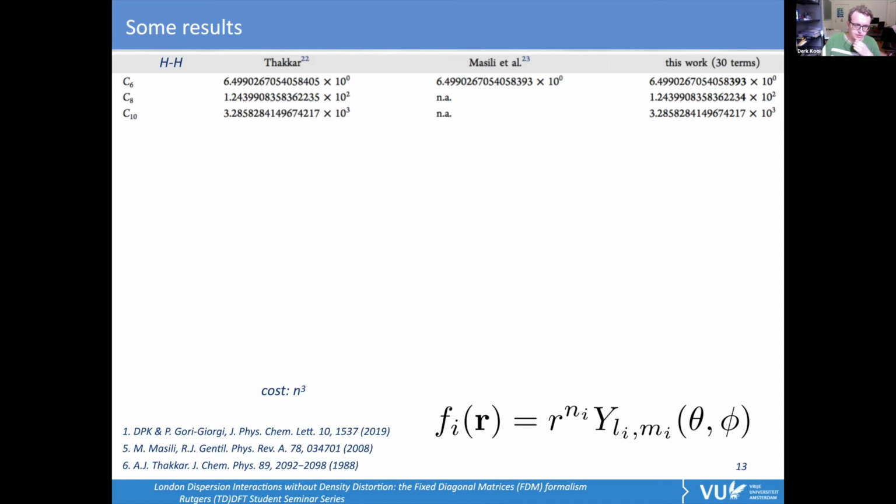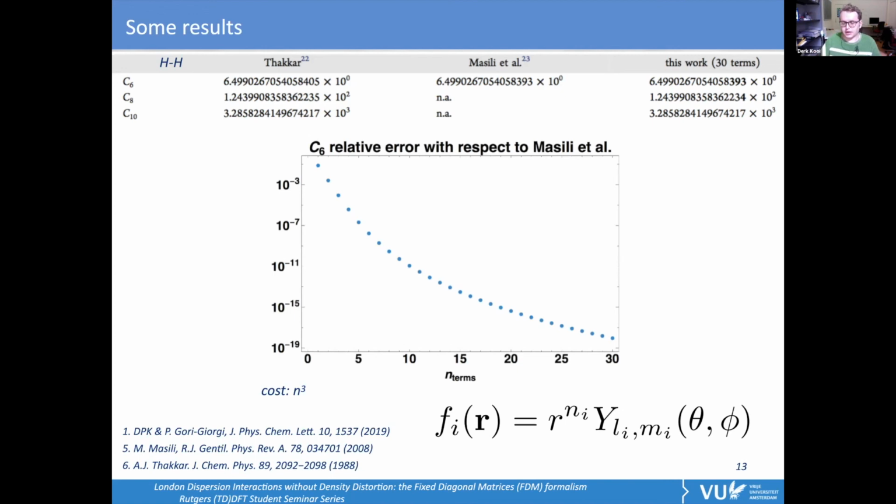So then there is the issue of these functions f that you need to choose, these dispersals. Here we used a series of powers in radial distance r and then a spherical harmonic, because that works nicely with the spherical symmetry. And here we look at the convergence: the C6 relative error with respect to Mitroy as a function of the number of terms on the x-axis, and on the log scale on the y-axis is the error. So you see it converges very rapidly. And again, the cost is cubic in the number of terms. So that works really, really well.